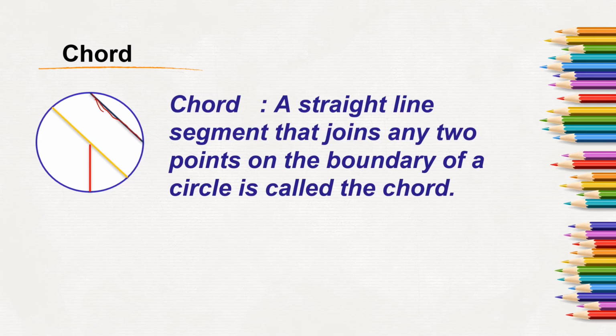Also, the diameter divides the circle into two equal halves. When it is drawn, it divides the circle into two halves. Each half is called a semicircle. This portion is called a semicircle. As the diameter divides the circle into two equal parts, each part is called a semicircle.